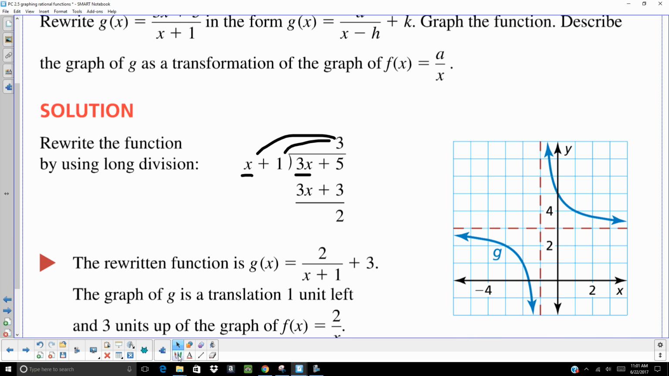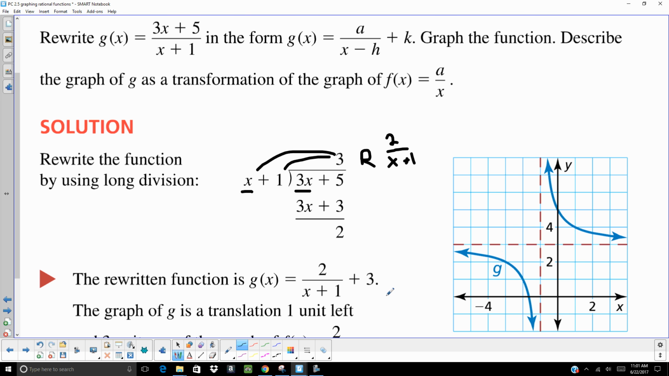However, go ahead and write that right now. Your remainder is 2 over x + 1. We rewrite it as 2/(x + 1) + 3. Write the remainder first to get it into that form.